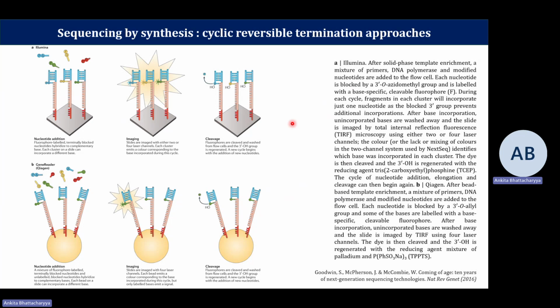To put it simply, there are 3 steps. First, DNA polymerase will allow for the incorporation of the nucleotide which shows complementarity with your template, and then that gets incorporated and releases a definitive signal, red, green, yellow, or blue, following which the slides are imaged with either 2 or 4 laser channels. Each cluster emits a color corresponding to the base incorporated during this cycle.